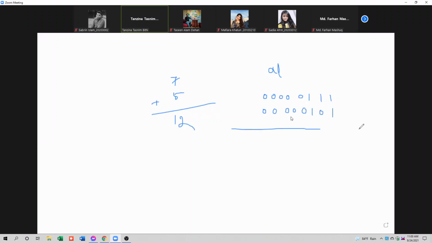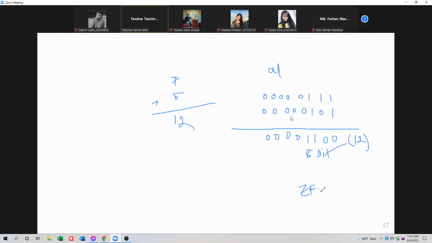Now, if we add these two numbers, we'll get the result 1 plus 1 is 0 carry 1, 1 plus 1 is 0 carry 1, plus 1 is 0, 0 plus 1 is 1, then 1 0 0 0 0. Look, after the addition, we got exactly an 8-bit result, isn't it? And this result is not 0. The decimal value of this result is 12, which is not 0.